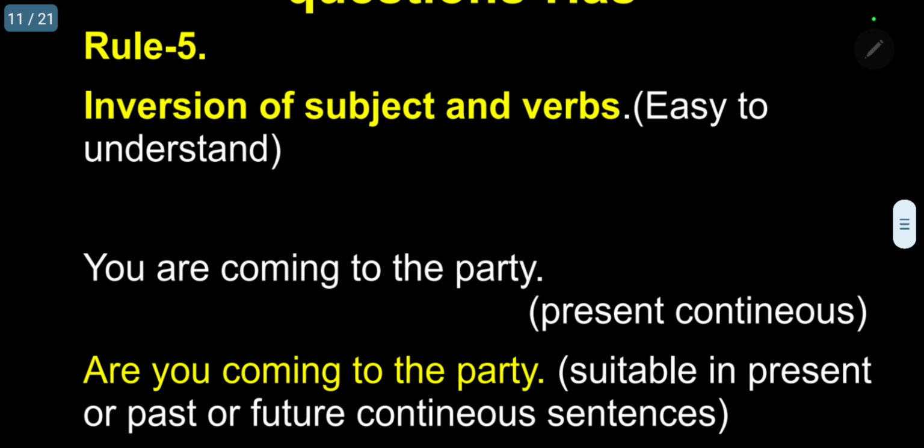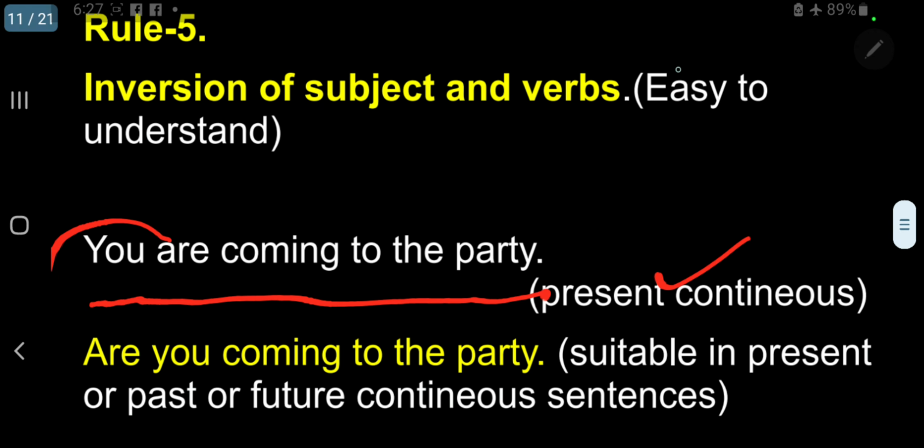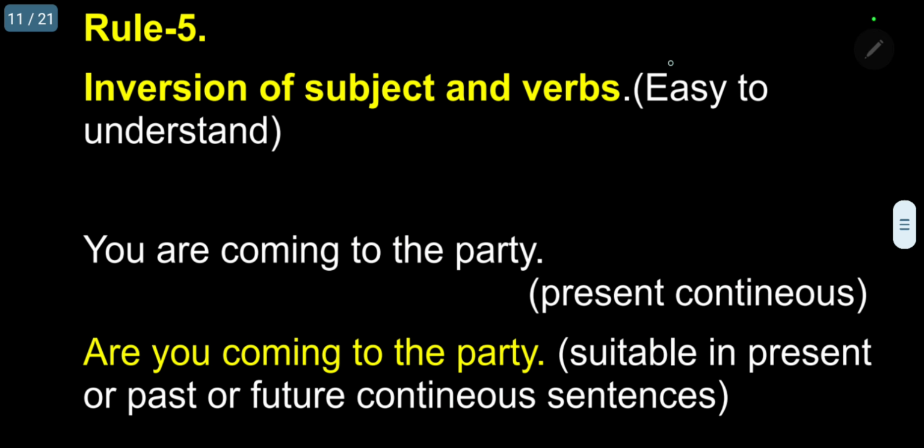Kindly follow now. The sentence is, you are coming to the party. நீ விருந்துக்கு வந்து கொண்டிருக்கிறாய். You are coming to the party. Present continuous is the type of sentence. Suppose I want to raise a question from this sentence, simply I will bring the verb to the front. It will be over. The problem is simply solved. Kindly follow. The problem is simply solved.